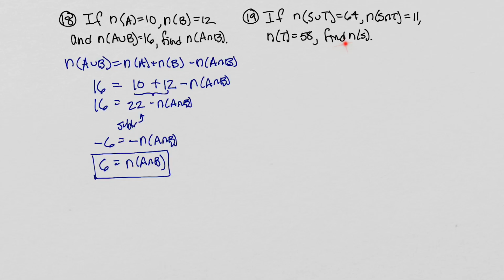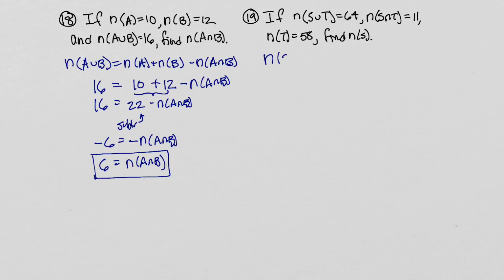Now, we're asked to find the number of elements in set S, and here's the information we're given. We know how many are in the union, 64. There's 11 in the intersection, and T itself has 58. So we're going to apply the formula we used last time. We had sets A and B, and now we have S and T. So let's rewrite the formula in terms of S and T.